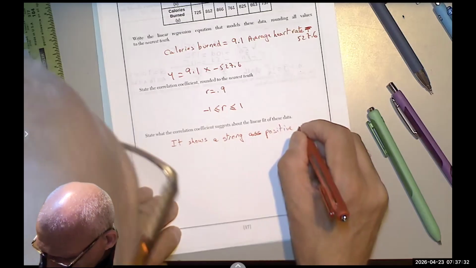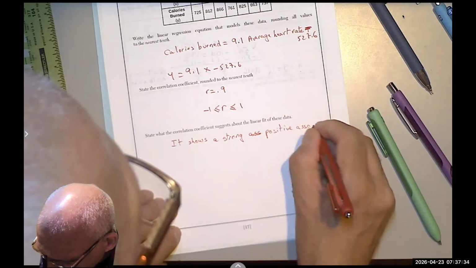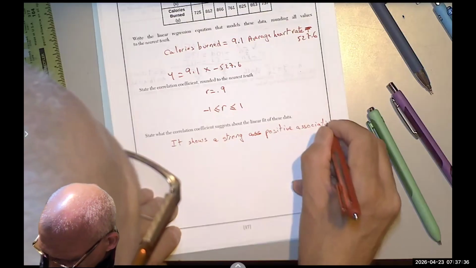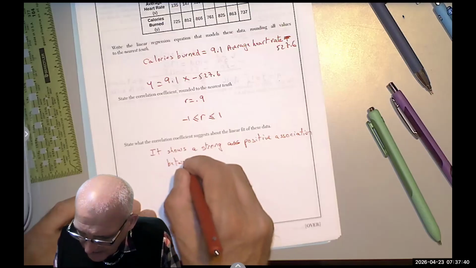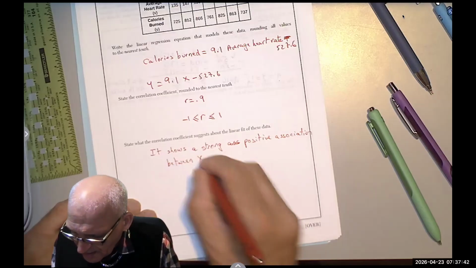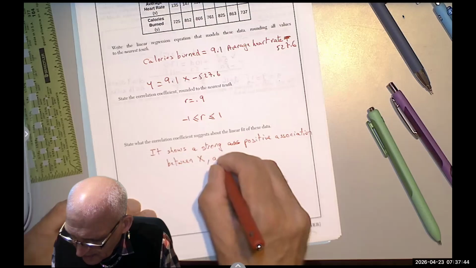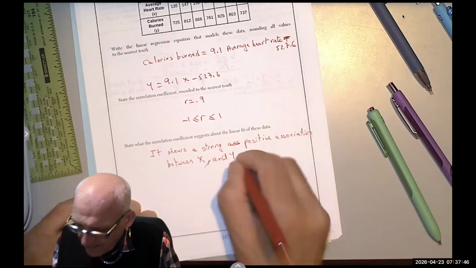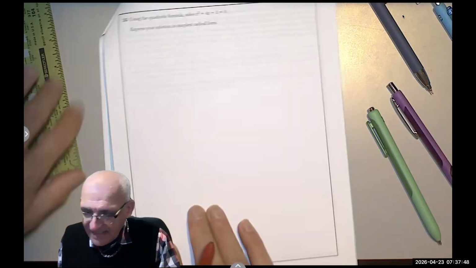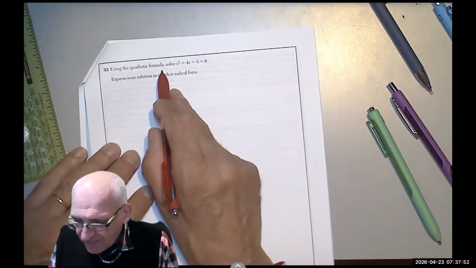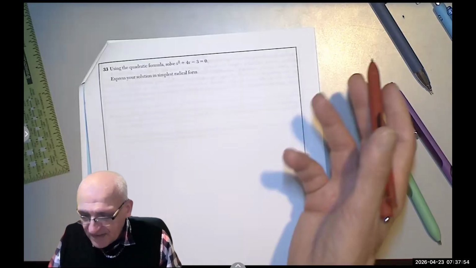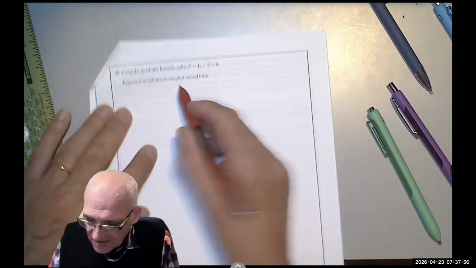Again, I don't want to waste your time, but you understand you have to write between the heart rate and the calories burned, and Y. Okay, and we still have number 33. Using the quadratic formula, solve this and express the solution in simplest form.